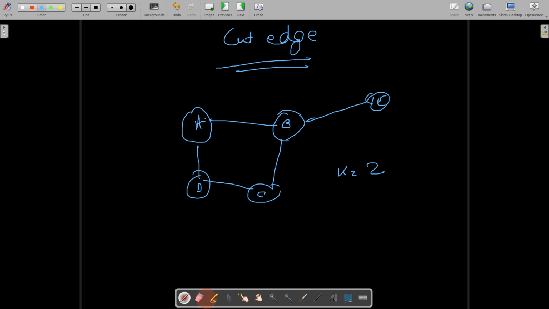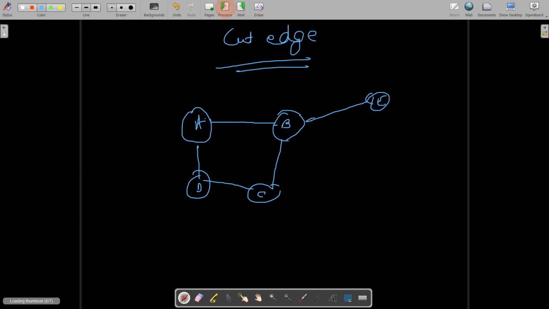So what happens if you remove any other edges from this graph? Does this increase the number of connected components? No. The number of connected components is still the same. So this is the concept of a cut edge.